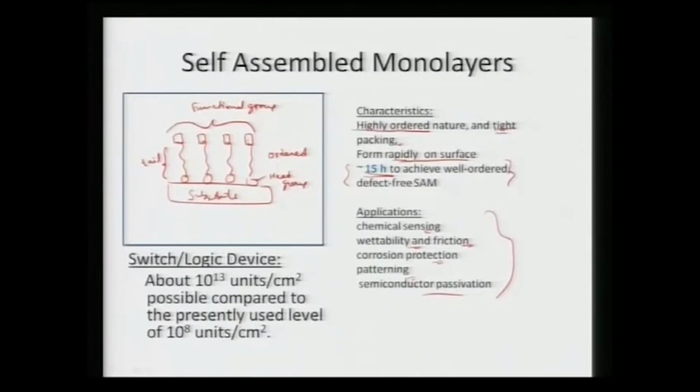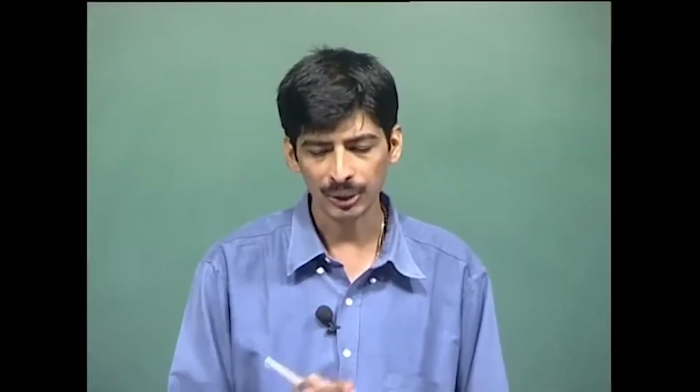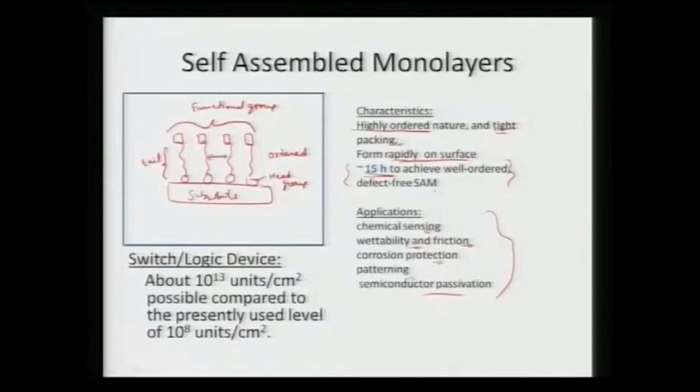So, they are much more ordered in nature, very nicely ordered, and tightly packed. Also they can form very rapidly on the surface, but to organize them into a very ordered structure it requires much time, because they have to come and conform to the forces acting around them to render a very ordered and defect free self-assembled monolayer.